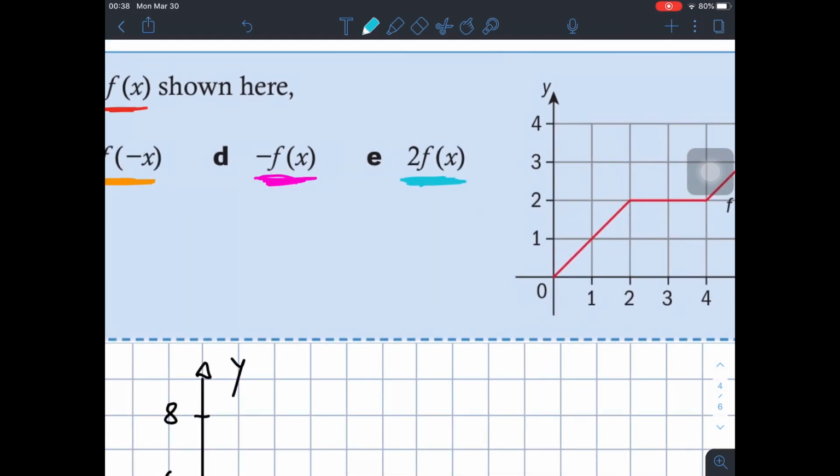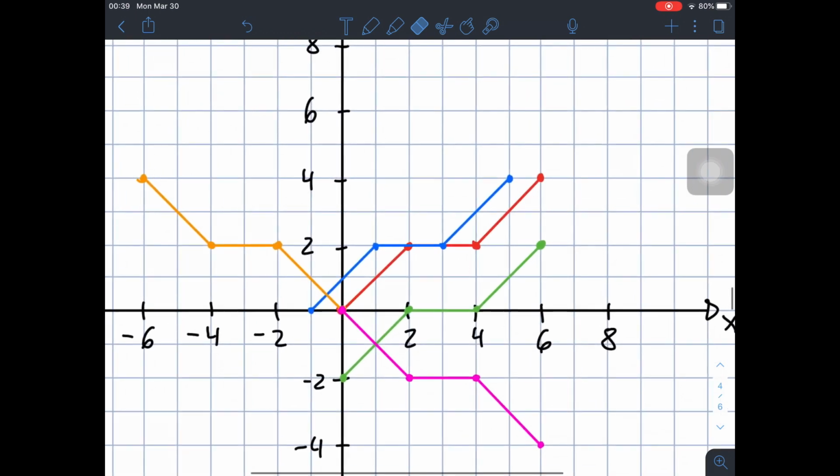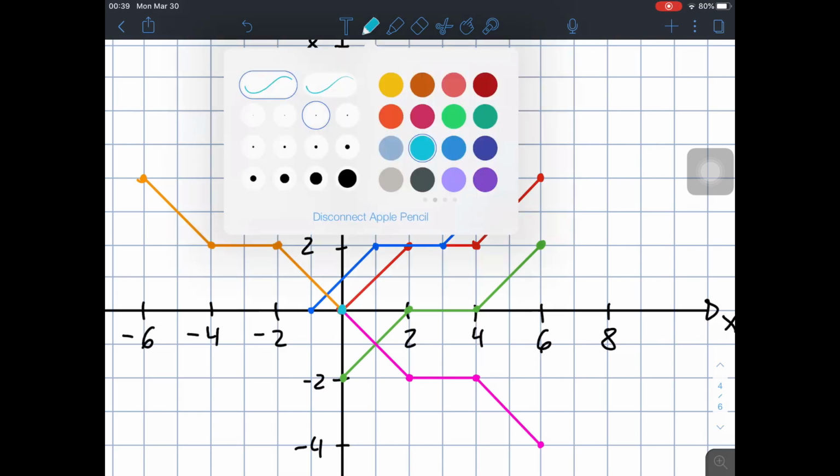When we're asked to find 2f of x, this is like saying 2y. And this means double each of the values of y, okay? So that's exactly what we're going to do. We're going to double all of the values of y. So this point over here, the first one, had coordinates 0, 0. So if we multiply 0 by 2, we're still getting 0. So this is an invariant point. So we're having the point here.